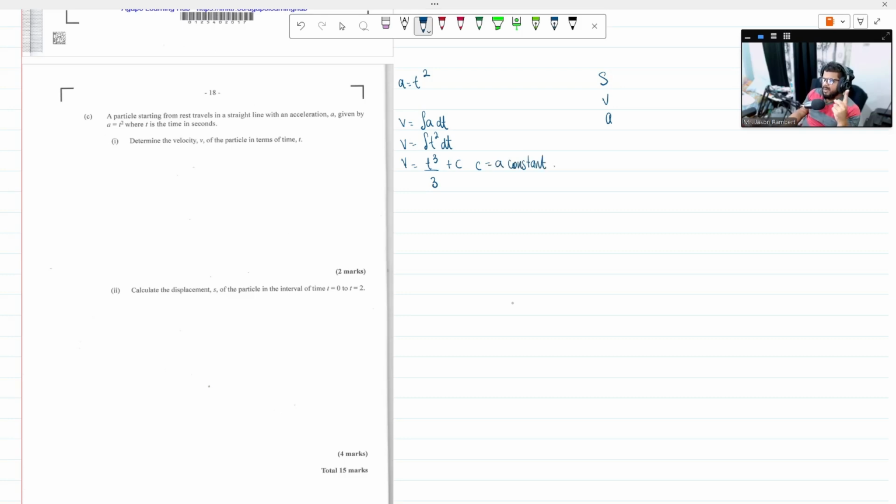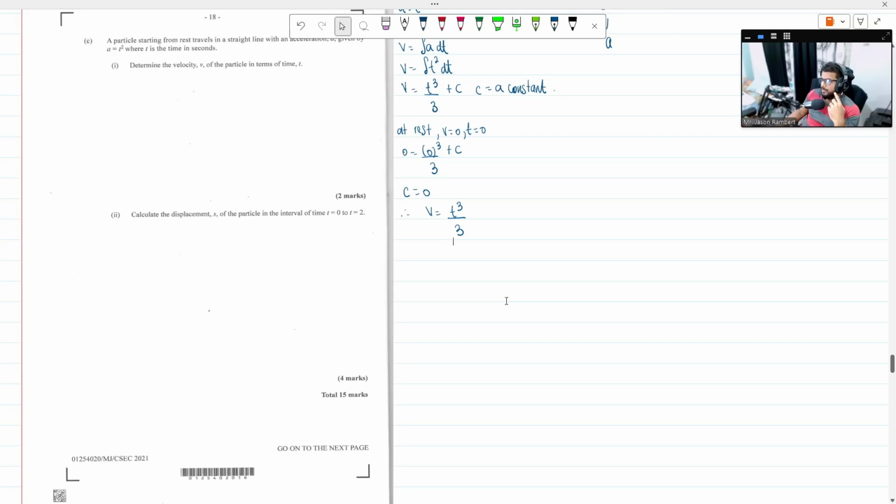The question said the particle starts from rest. At rest, v is 0 and t is 0. So I get 0 is equal to 0 cubed over 3 plus c. I get c is 0. So therefore, v is equal to t cubed over 3, or 1/3 t cubed. Calculate the displacement s of the particle in the interval of time t is equal to 0 to t is equal to 2. So we had to get s.